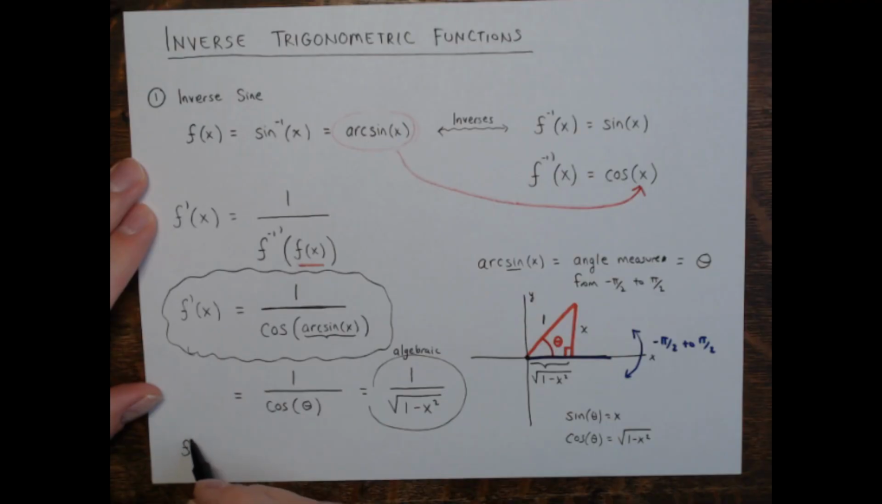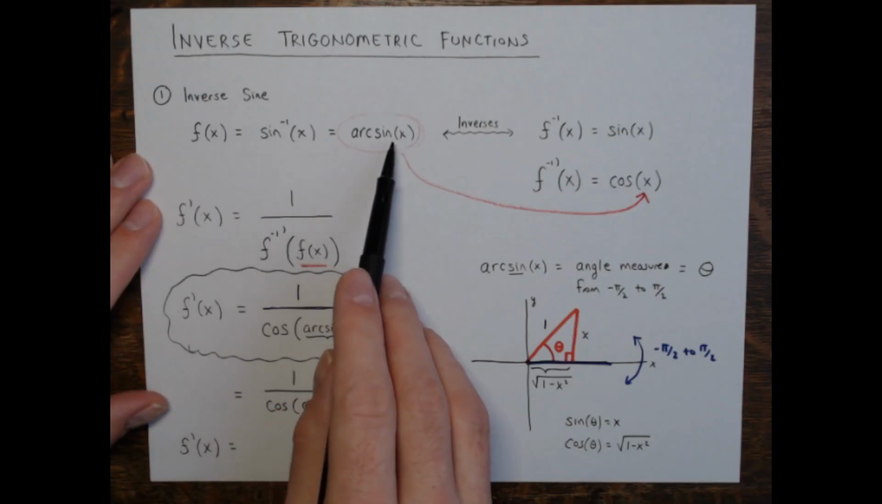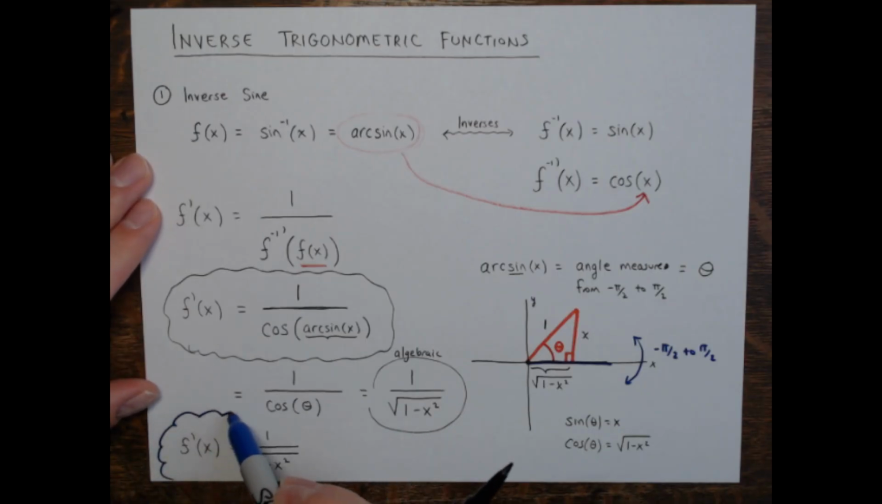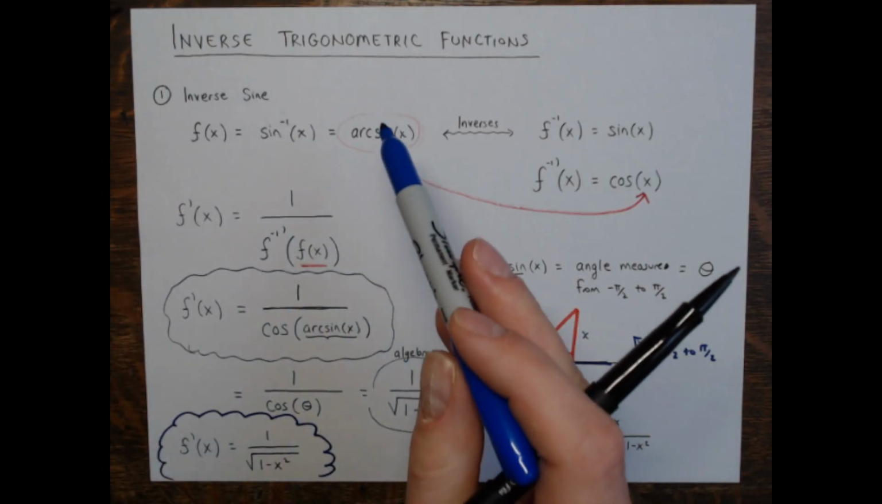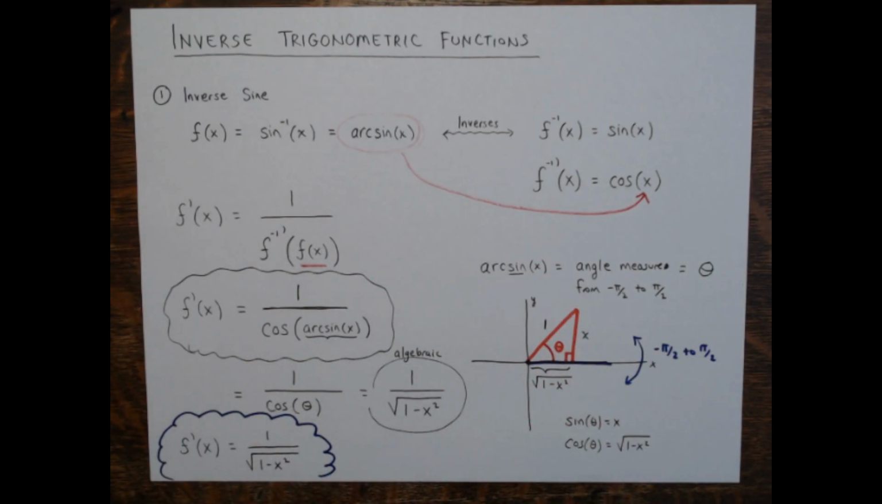So f prime, for inverse sine of x, or arc sine of x, the derivative function, the derivative at any x, is positive 1 divided by the positive square root of 1 minus x squared. Okay, so I'll put this in a bubble. This is it. I would put this on a list somewhere. Add this to your list of derivatives you should know.